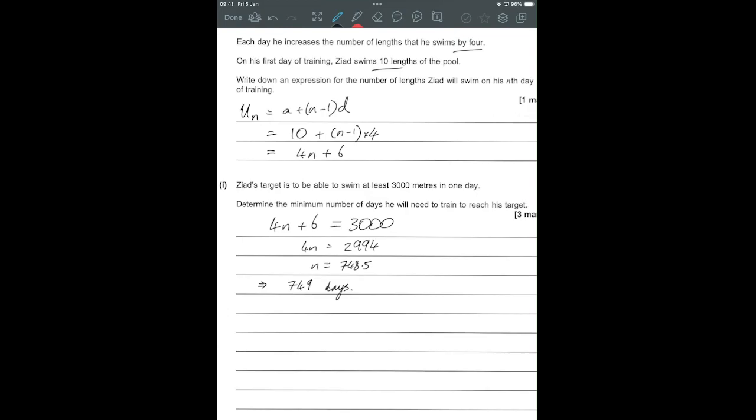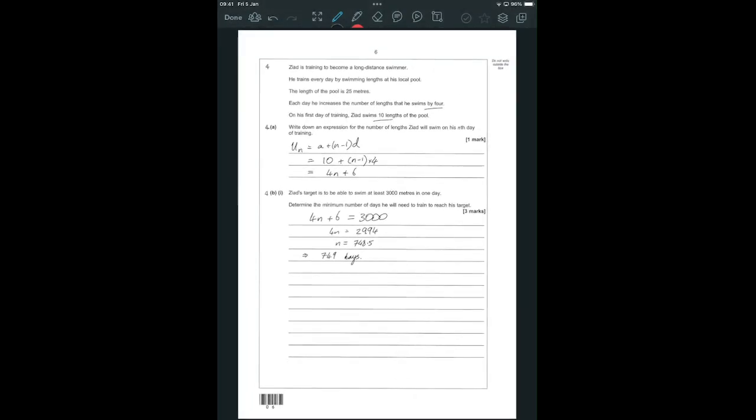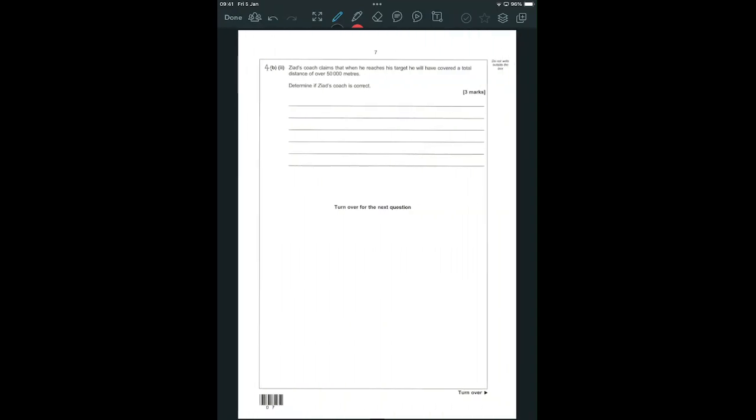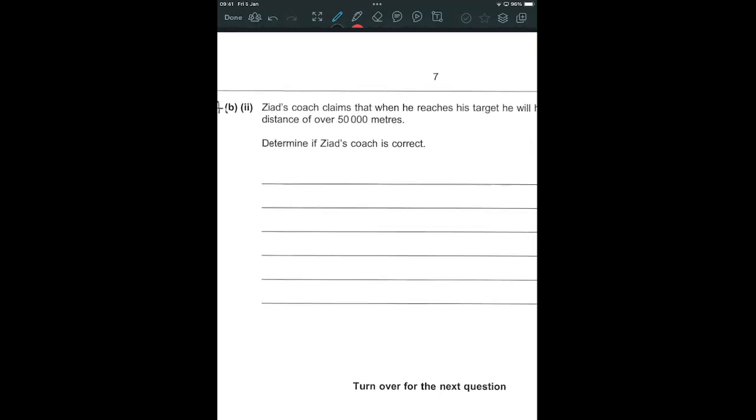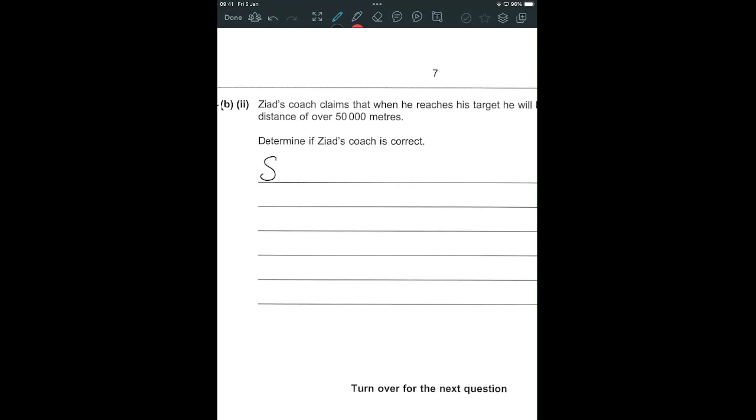He won't hit it exactly. And for 3 marks, that seems reasonable. For the amount of work we've done, that's maybe a bit generous. Zayad's coach claims that when he reaches his target, he would have covered a total distance of over 50,000 meters. So what we're asking now for is the sum over those 749 days. Well, the summation formula is given: n over 2, 2a plus n minus 1 d. I'm always going to write that out for the examiner at least once, so they know that I'm not just pulling a number out of nowhere.